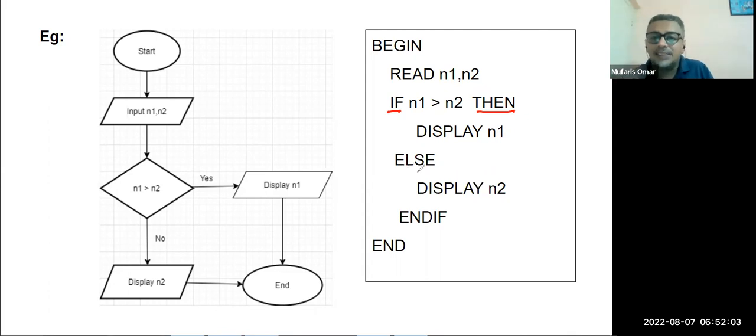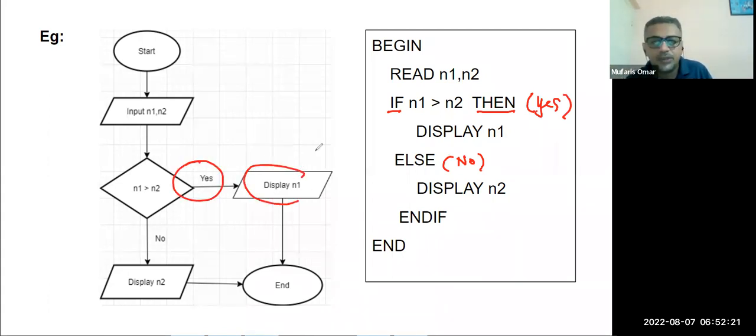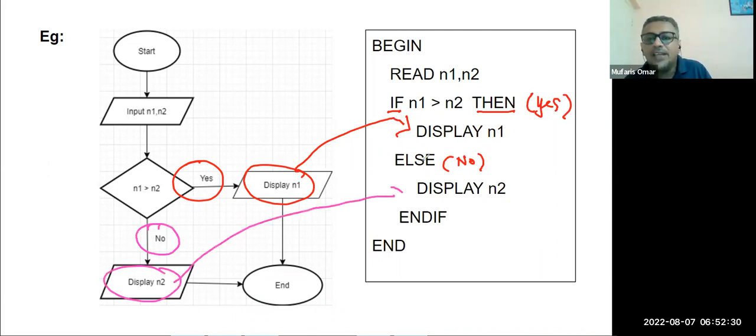Then if else. Else means this is your no part. That means if the condition is not true, what you have to do, right? If then means this is the true, the yes part. If the condition is yes, you display the N1. If the condition is false, you display N2, that is here. Then you have to include the keyword else.